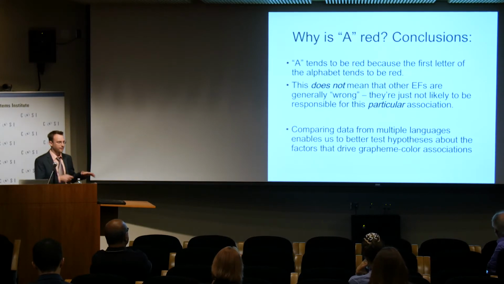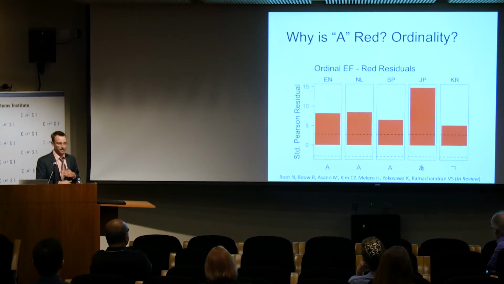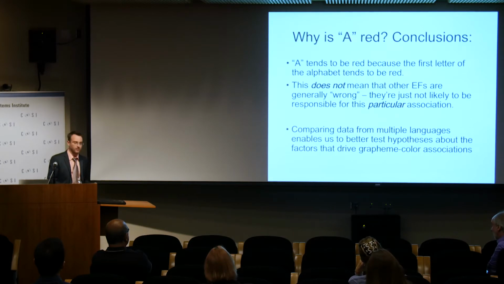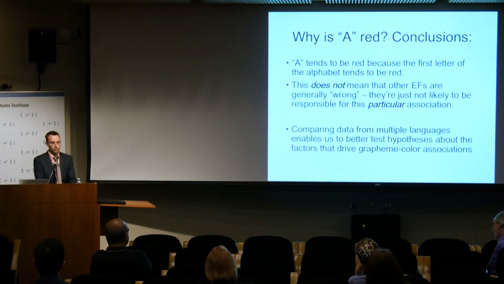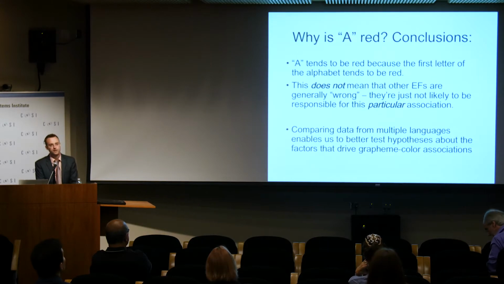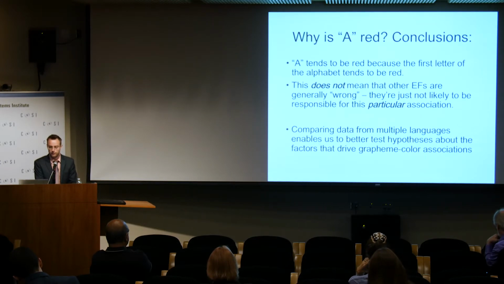This doesn't mean that these other explanatory factors are wrong all the time. They're not. They're right a lot of the time, right? They explain other letters, but they don't seem to explain A. So that's sort of the trees interpretation. And the forest interpretation, when we back up, is that when we compare data from multiple languages, we can test hypotheses about what causes synesthetic association to happen. And we can ask whether the same features drive it in every language, whether there's universals, whether there's language-specific rules. So let me just give you a couple quick examples of those.